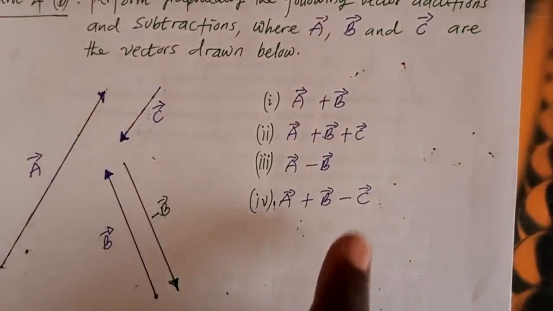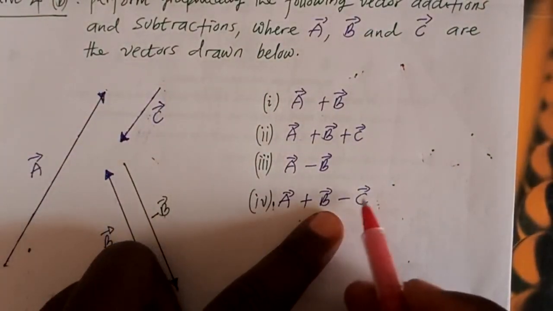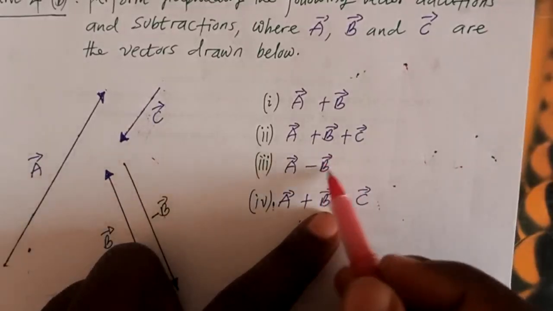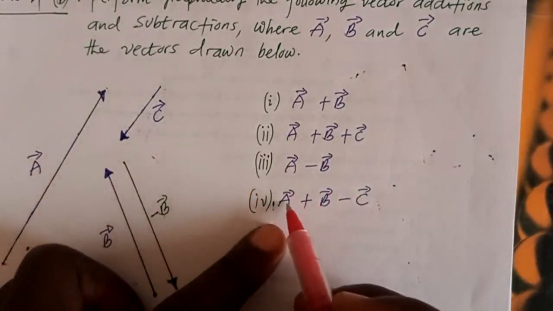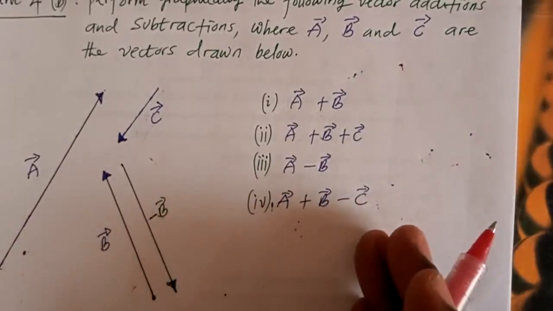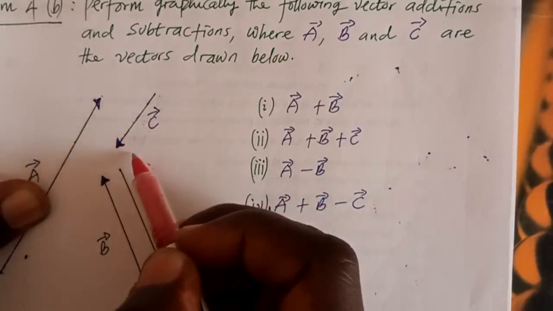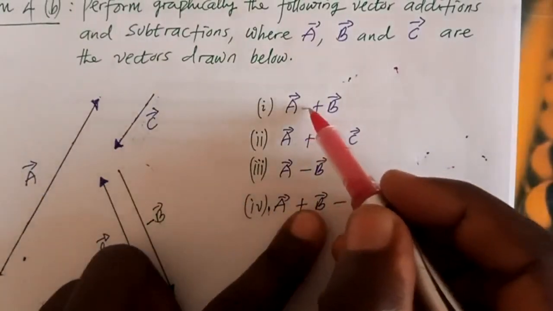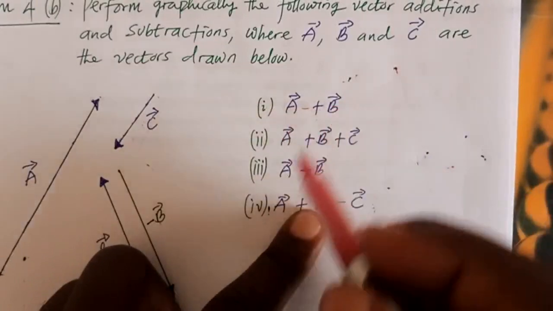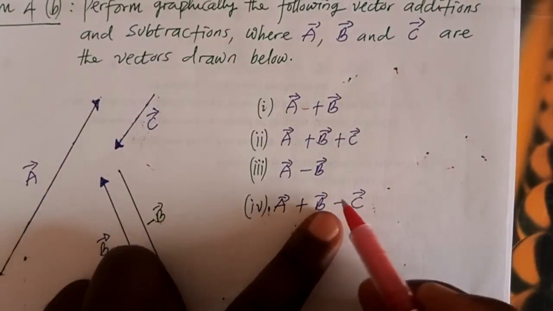Now for the fourth and final one, if you look at what is happening here, you have minus C. This means for the vector C, you need its negative, just as you needed negative B in the third problem here. You also need A plus B. So the first thing you should do is go to this vector and draw its negative counterpart. Then you add A plus B in the same way you did in Roman number 1, but do not draw the resultant. Then you now add negative B to it.